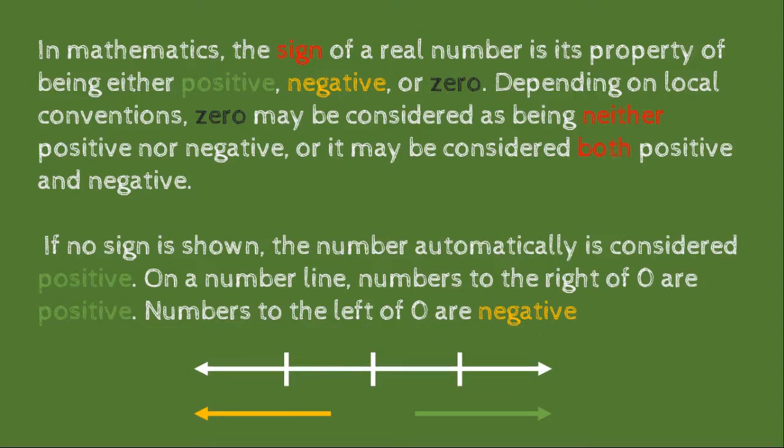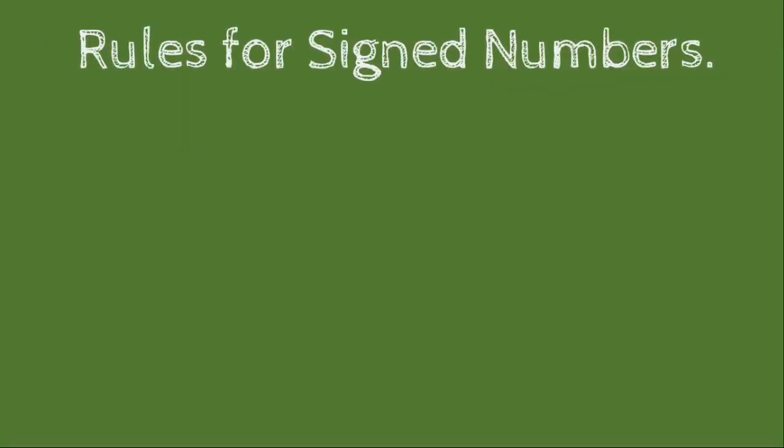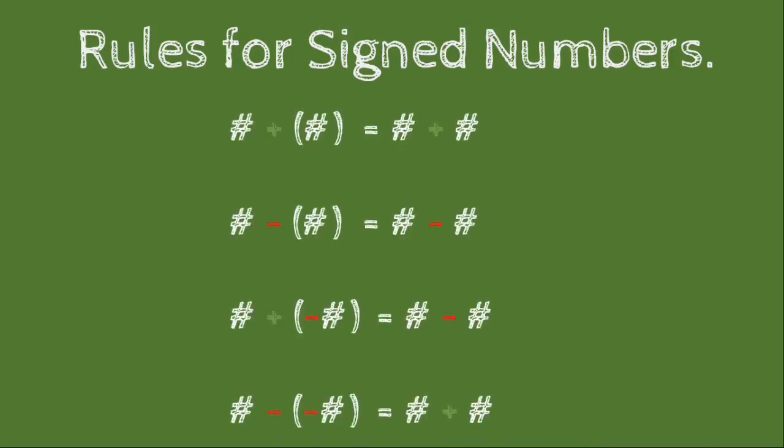On a number line, numbers to the right of zero are positive. Numbers to the left of zero are negative. We have rules for signed numbers. These rules can be represented with the number sign or a hashtag. So the hashtag represents number. And in the first example, a number plus parentheses another number equals a number plus a number.